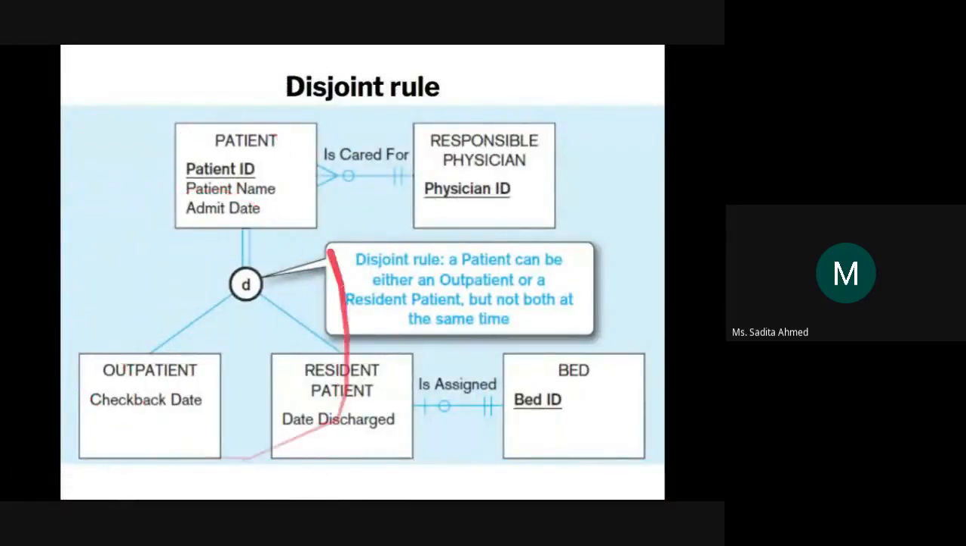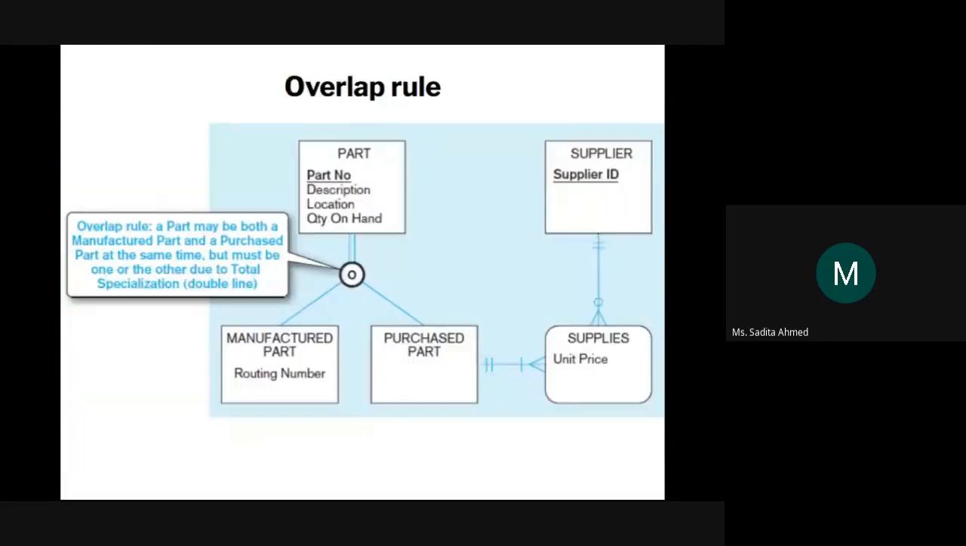So the disjoint rule is telling me that patient instances cannot be both outpatient and resident patient at the same time. What does the overlap rule say then? Just the opposite. As simple as that. That the instances of a supertype can belong to more than one subtypes. All right?